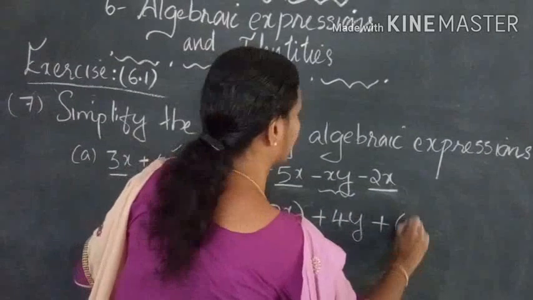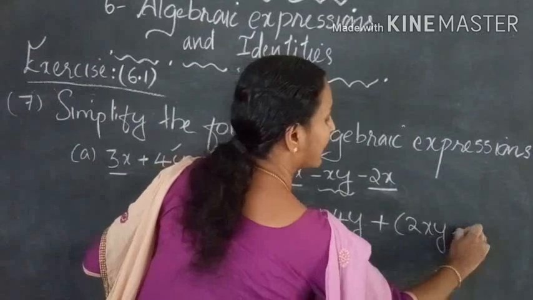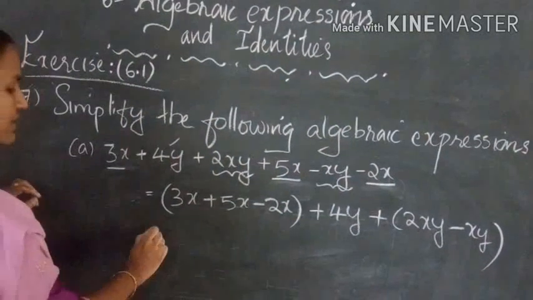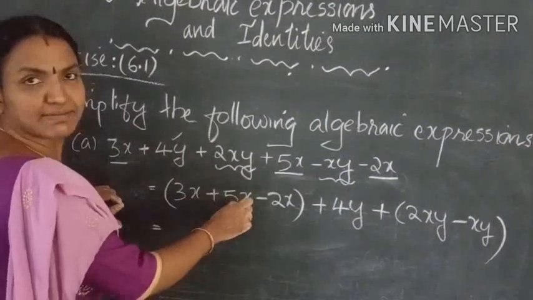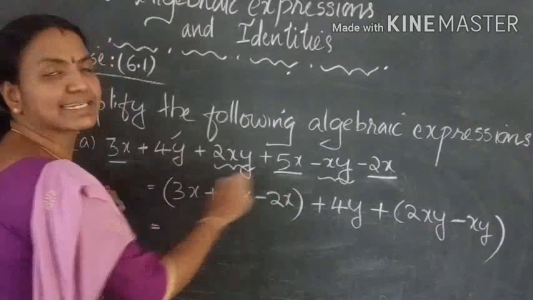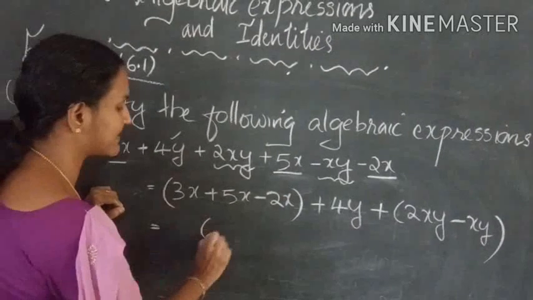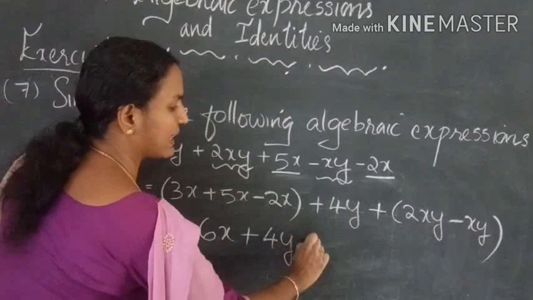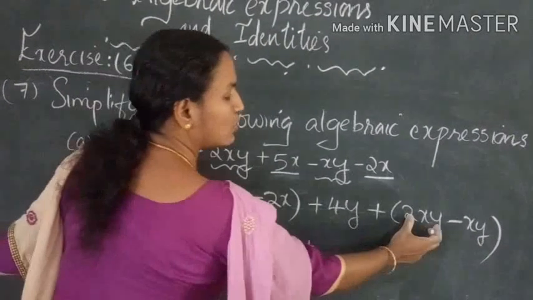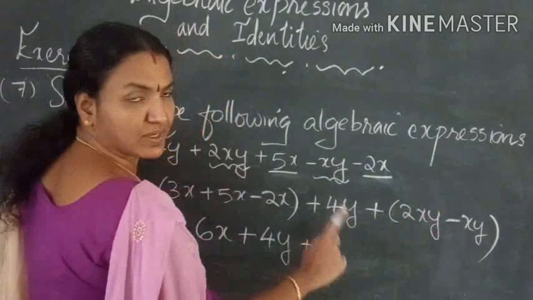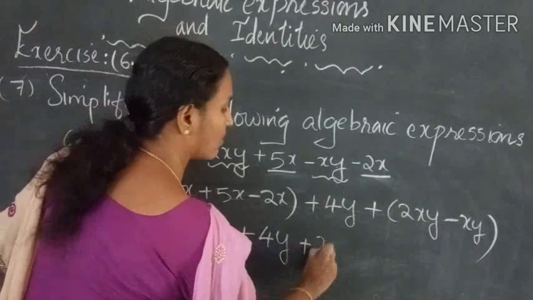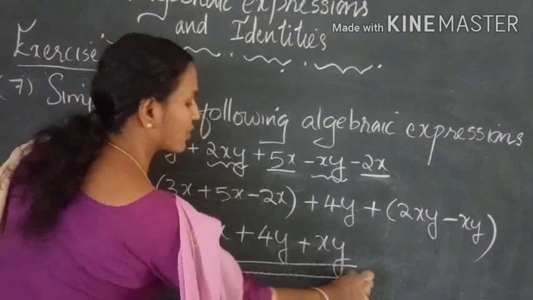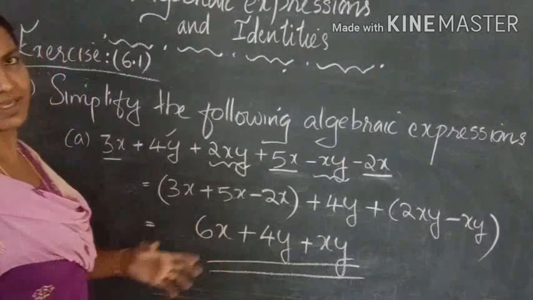So grouping together, 3x plus 5x is 8x, 8x minus 2x is 6x, plus 4y, plus 2xy minus 1xy. 2xy minus 1xy is xy. So the answer is 6x plus 4y plus xy.